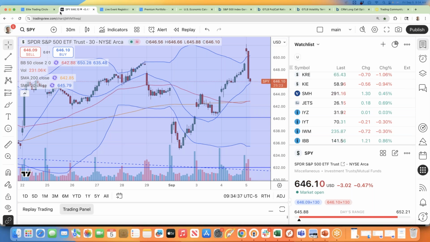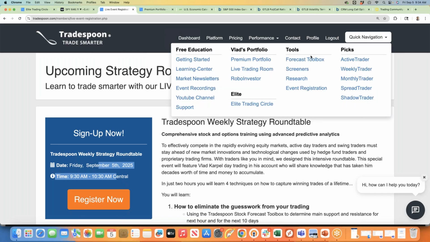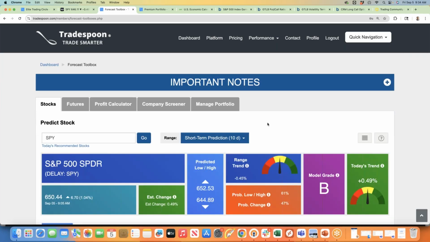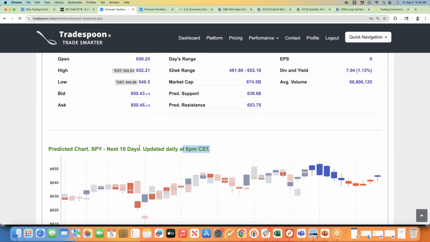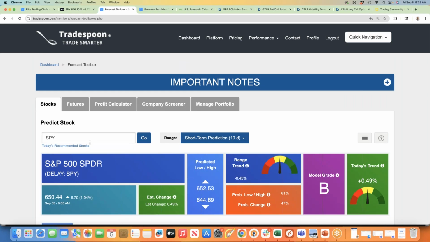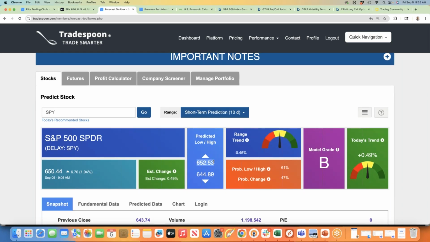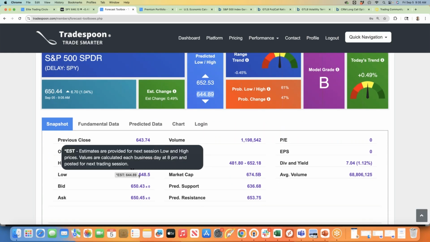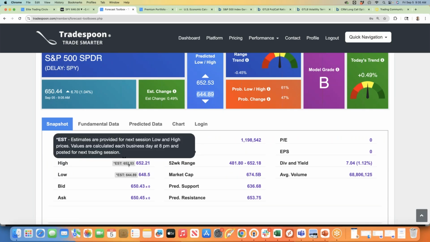One tool that we have is the Stock Forecast Toolbox. This was calibrated yesterday at the close based on the closing price. The model learns on earnings price action and price action of the underlying asset class. For SPY, it predicted 652 is overhead resistance, too far, too high. 644 is the buy zone. So if you want to consider buying, the idea is to buy at 644, and if you want to consider trimming a position, 652.